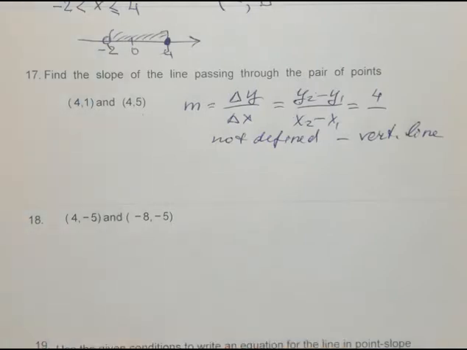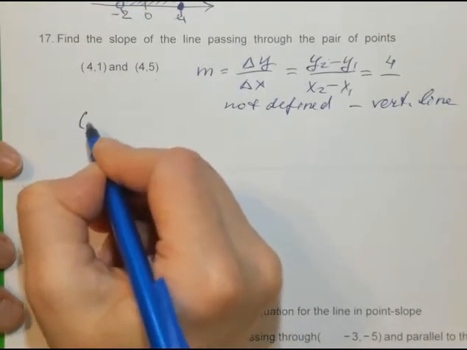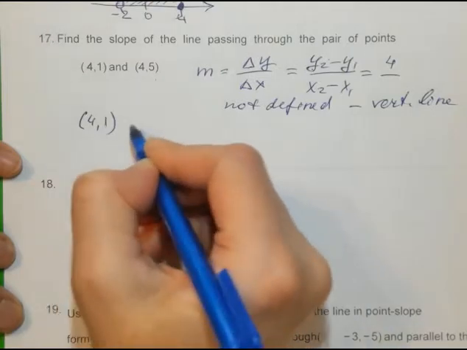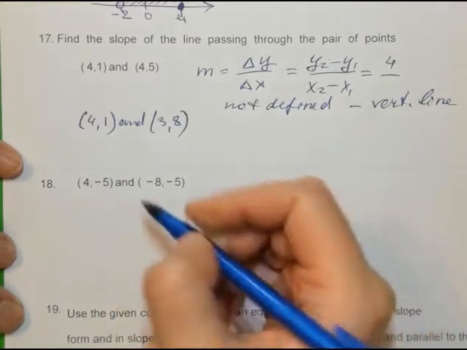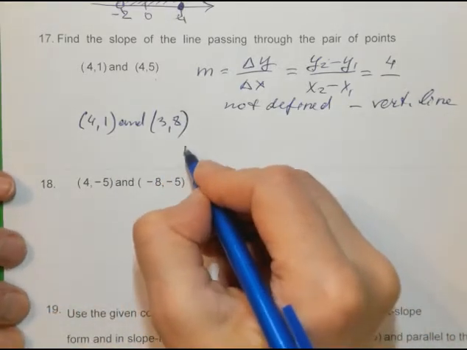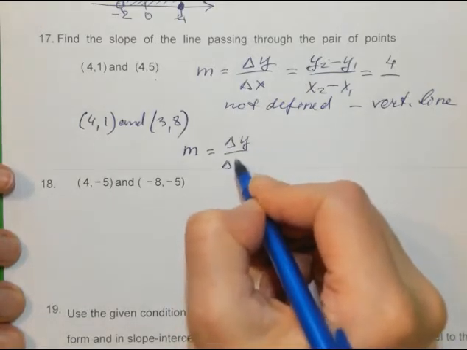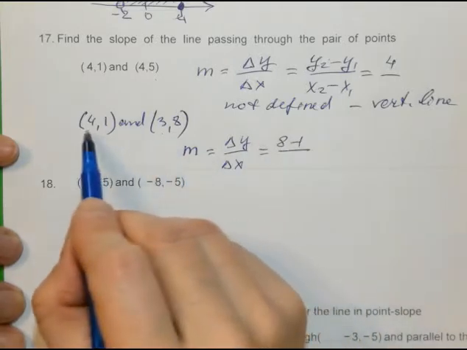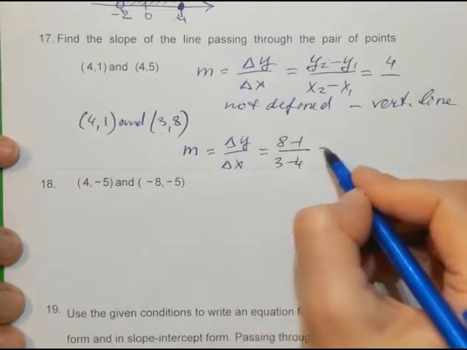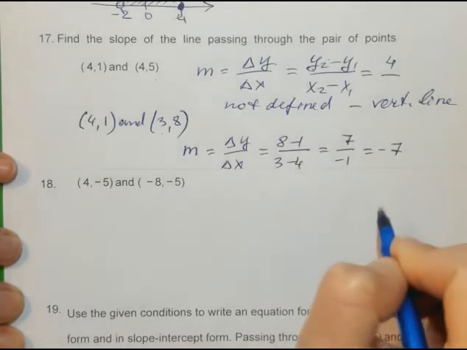Let us take another pair of points. In all this example we have something special. Let us consider another pair of points, (4, 1) and (3, 8), these 2 points. Then the slope will be change in y divided by change in x. 8 minus 1 divided by 3 minus 4. So 7 over negative 1, so negative 7.